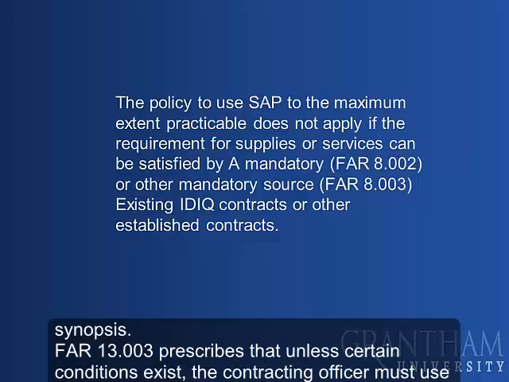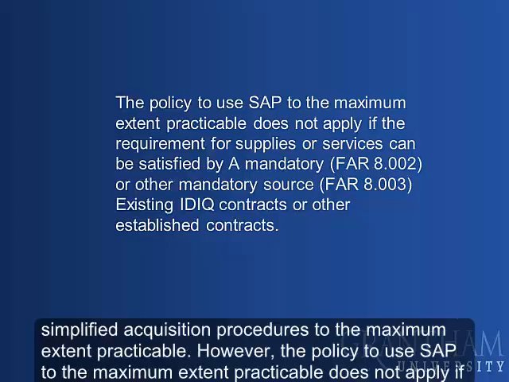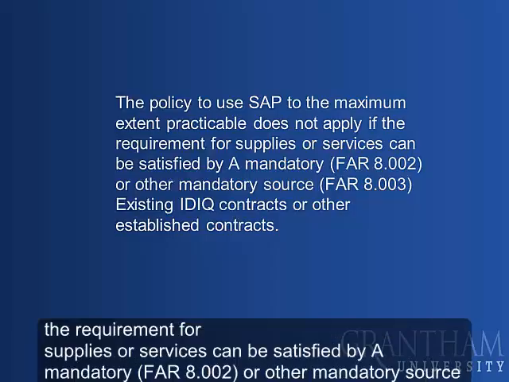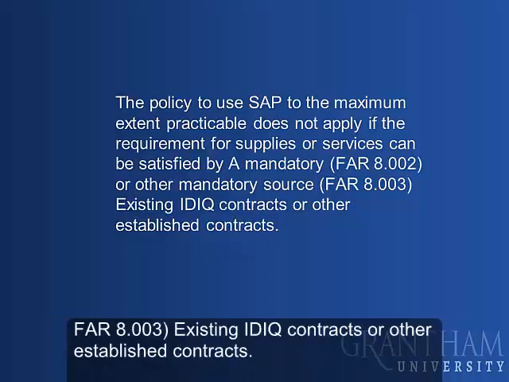FAR 13.003 prescribes that unless certain conditions exist, the contracting officer must use simplified acquisition procedures to the maximum extent practicable. However, the policy to use SAP to the maximum extent practicable does not apply if the requirement for supplies or services can be satisfied by a mandatory source, FAR 8.002, or other mandatory source, FAR 8.003, existing IDIQ contracts or other established contracts.